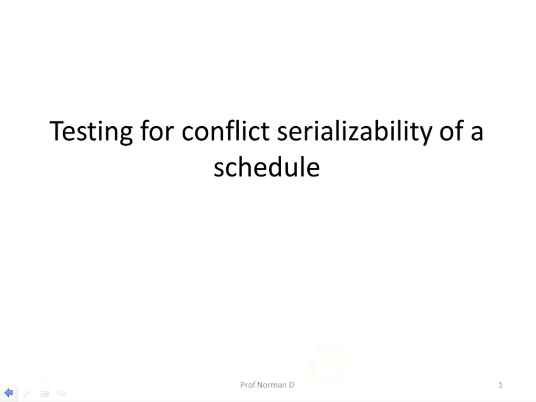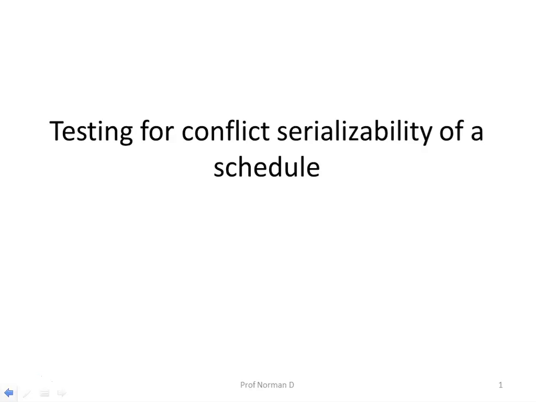In this session, we will discuss a test for conflict serializability of a schedule using a precedence graph. In the previous session, we discussed conflict serializability. We checked if two instructions belonging to two different transactions had a conflict or not. Now this was based on three conditions.